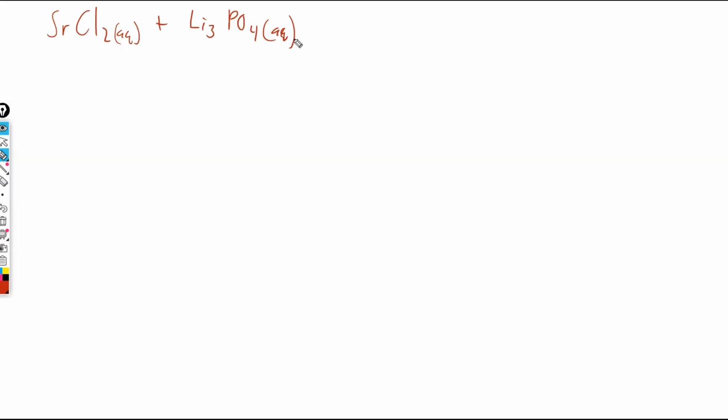Okay, so again, you've got to write your products. You look at your solubility rules, double replacement, all that fun stuff. You switch strontium and lithium around, so you should get strontium phosphate, Sr3(PO4)2, as 1. Remember, phosphate's 3 minus, strontium's 2 plus. So you have to switch them to get them to balance when you write the reaction. Plus lithium chloride.